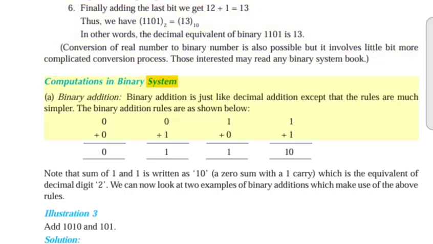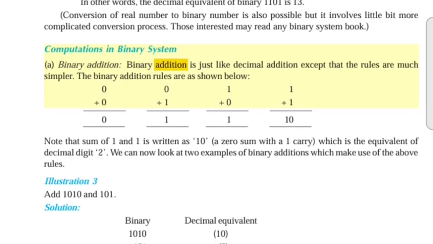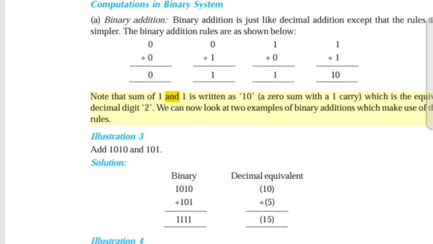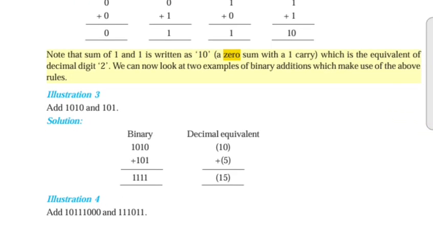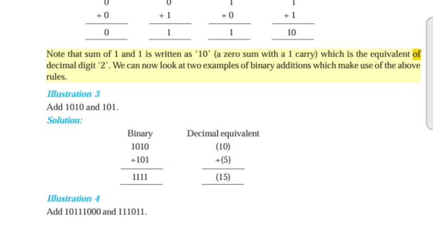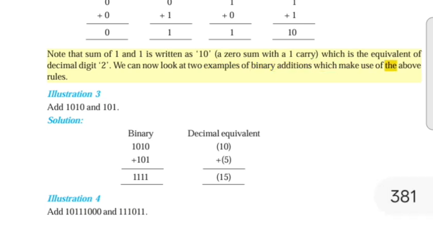Computations in binary system. Binary addition. Binary addition is just like decimal addition except that the rules are much simpler. The binary addition rules are as shown below. 0 plus 0 equals 0, 0 plus 1 equals 1, 1 plus 0 equals 1, 1 plus 1 equals 10. Note that the sum of 1 and 1 is written as 10, that is, a 0 sum with a 1 carry, which is the equivalent of decimal digit 2. We can now look at two examples of binary additions which make use of the above rules.